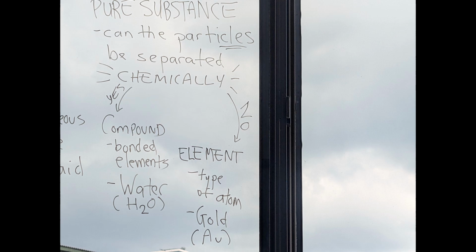And if you have particles that can be separated chemically, then you have a compound, which is elements bonded together. An example might be water. H2O, the H, hydrogen atoms, 2 of them. Oxygen, 1 oxygen atom. Bonded together, it makes a molecule called water. Now, water is not an element.